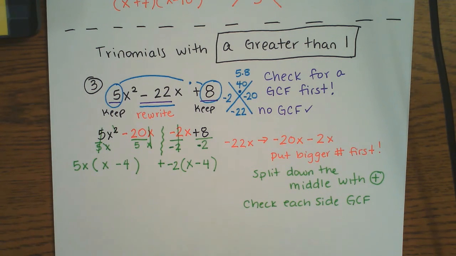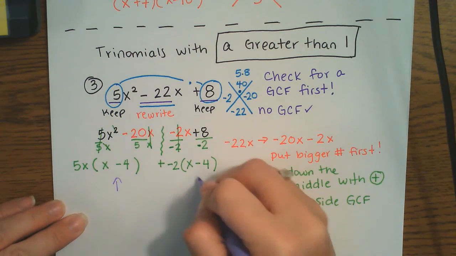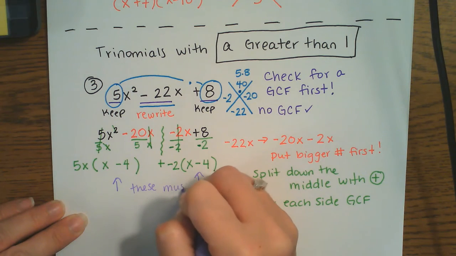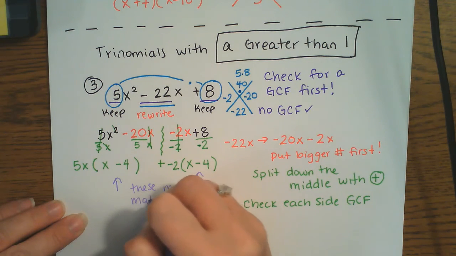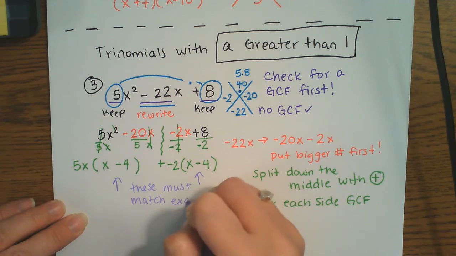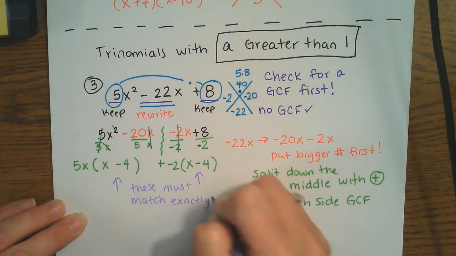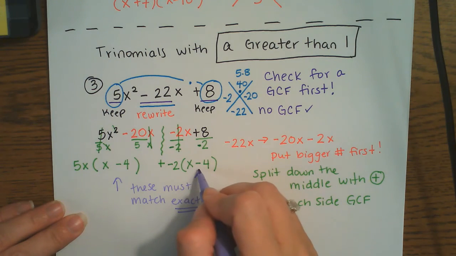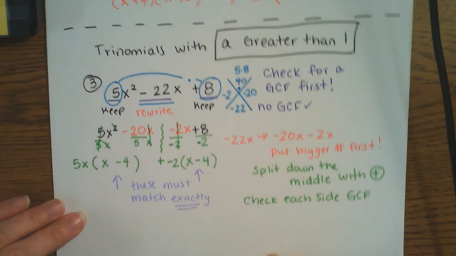These parentheses right here must match exactly. X minus 4 matches x minus 4. So we're ready to get to our answer.